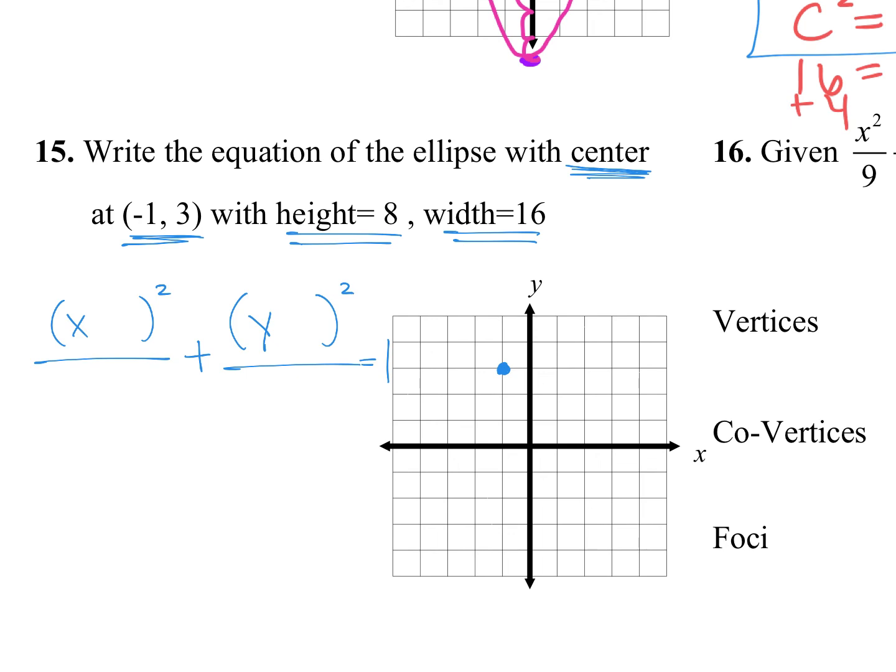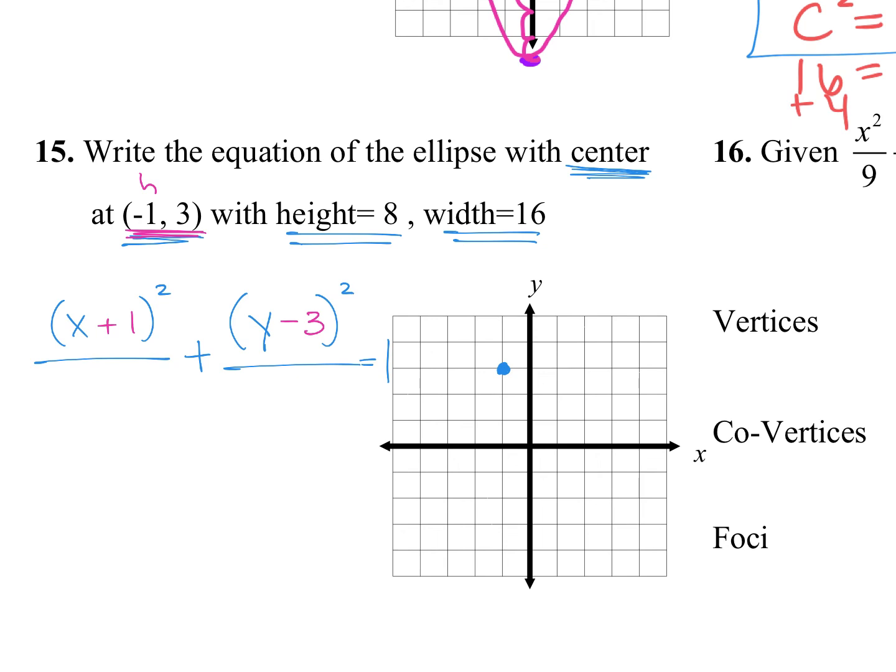All right, let's take a look at what you did with your center. So if your center is -1, 3, what does that look like? X plus or minus? X plus. It's x minus a -1, so x plus 1 squared. Y minus 3. Okay, so that's your center setup.